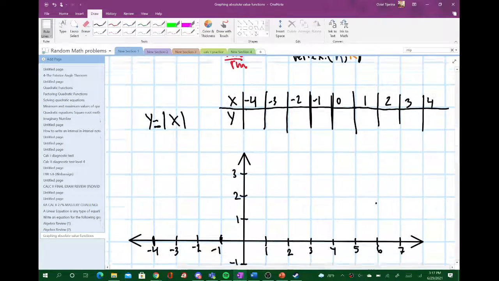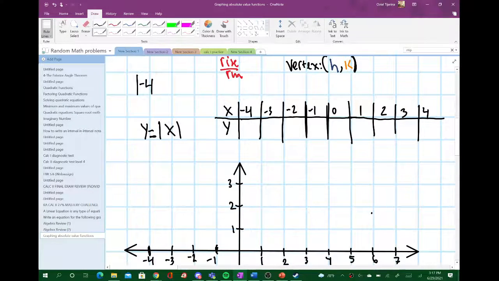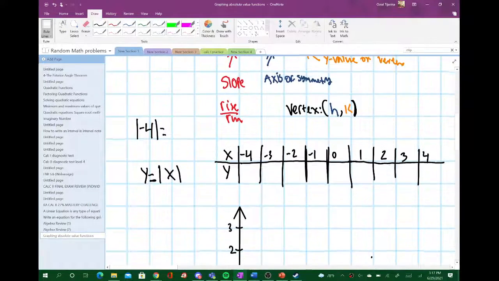So when we have the absolute value of -4, if we plug that in for x, remember that if we take the absolute value of any negative number, let's name that a, right? Don't overthink that.